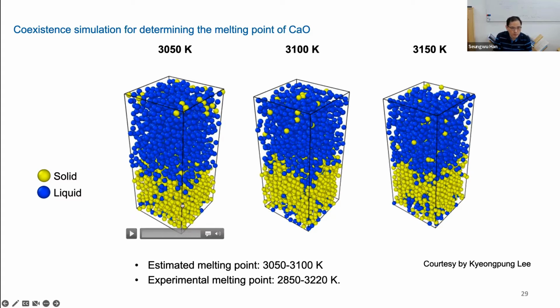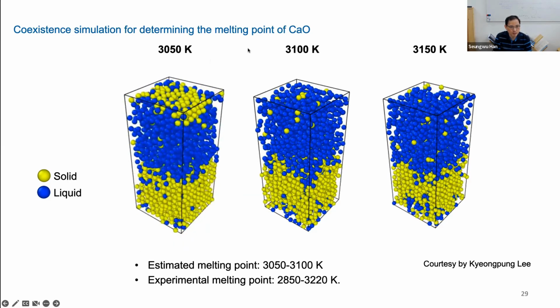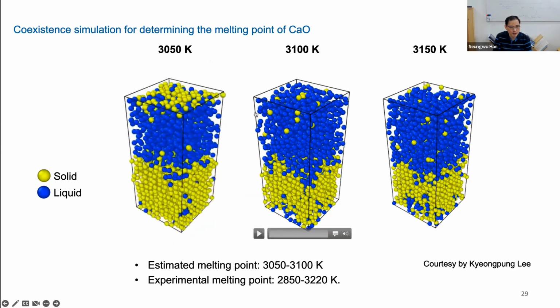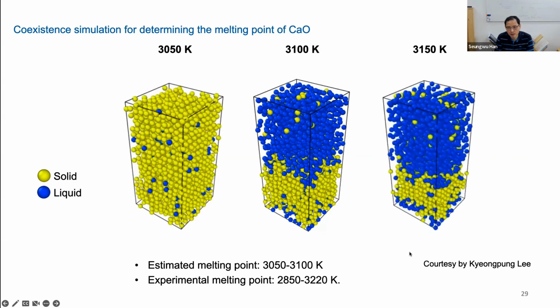So this is what actually happens at 1350 Kelvin. You can see that, right, we start with the solid liquid interface, but eventually we end up with the solid phase. The meaning is that at this temperature, the free energy of the solid is lower than the liquid. Then you increase the temperature by 100 Kelvin, on the right figure.